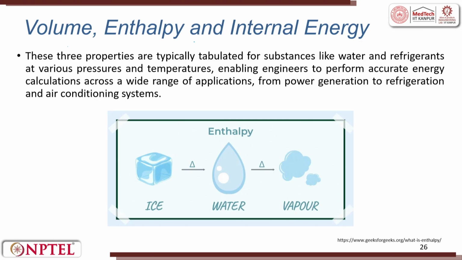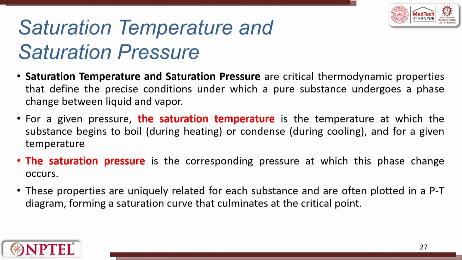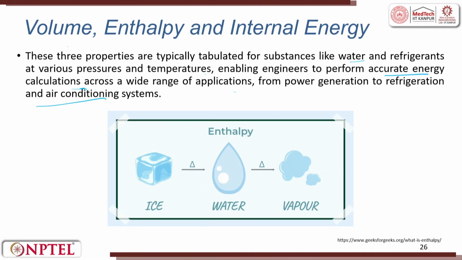So, volume, enthalpy and internal energy are three properties that are typically tabulated for substances like water and refrigerants at various pressures and temperatures, enabling engineers to perform accurate energy calculations across a wide range of applications for power plant engineering and refrigeration and air conditioning systems. So, you have to know at what pressure and what temperature this gets converted. That can be extracted from a table.